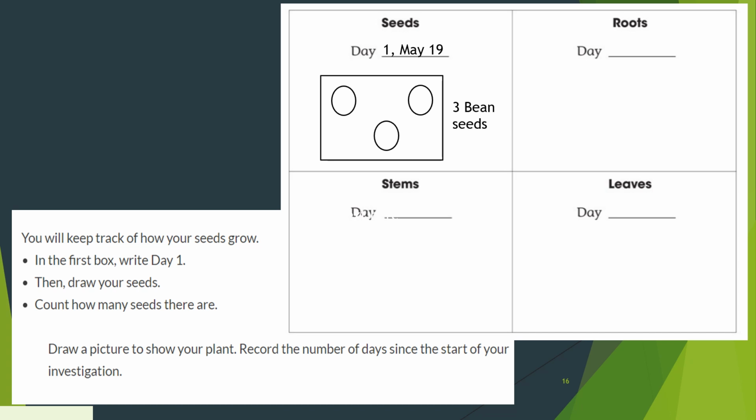We will be recording when we see roots coming in, when we see the stems start to grow, and when the leaves appear. Once we have leaves, we're going to be planting our plant into the dirt so we can grow healthy and big.